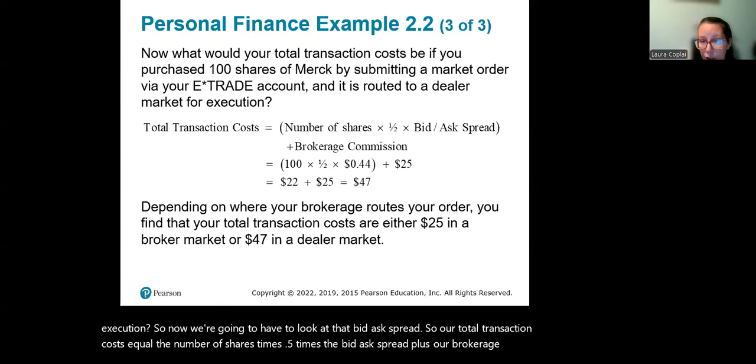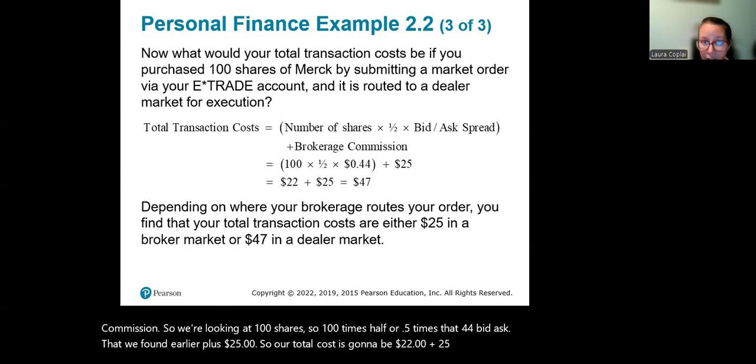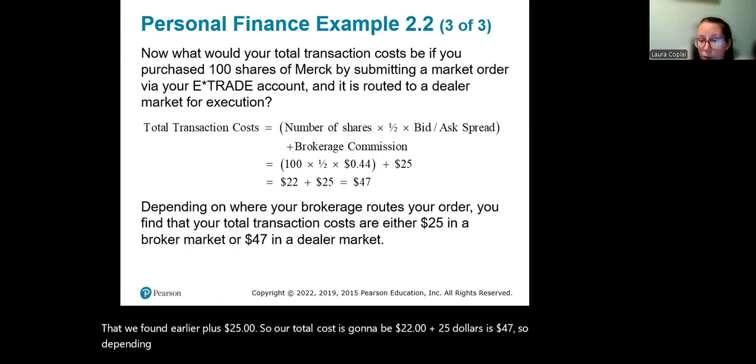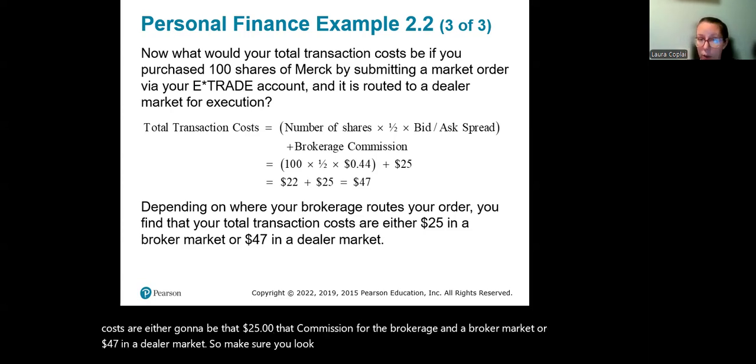So we're looking at 100 shares, so 100 times half, or 0.5, times that 44 cent bid-ask spread that we found earlier, plus $25. So our total cost is going to be $22 plus $25, which is $47. So depending on where your brokerage routes your order, you might find that your transaction costs are either going to be that $25 commission for the brokerage in a broker market, or $47 in a dealer market. So make sure you look at which market you're going into.